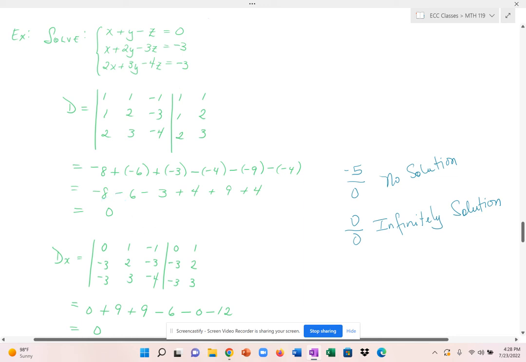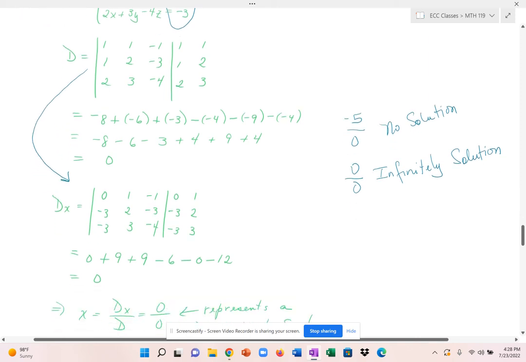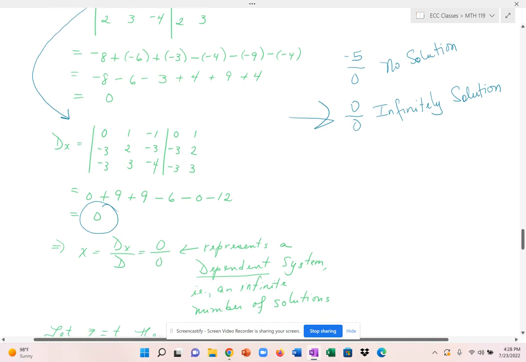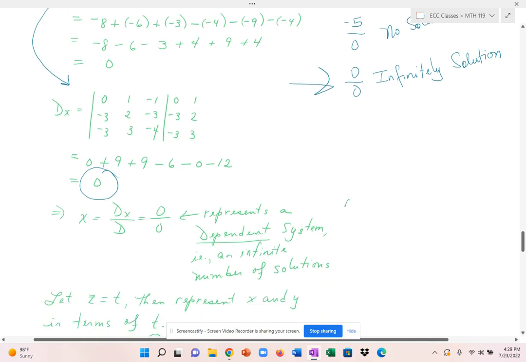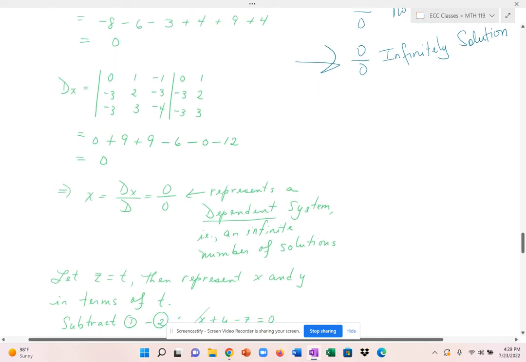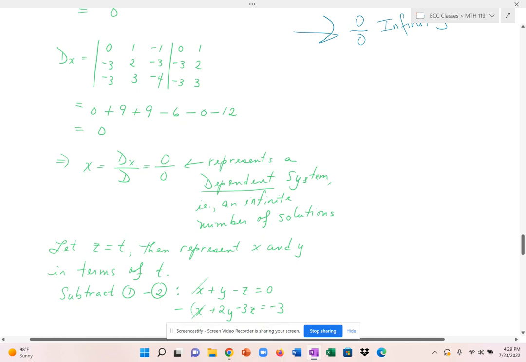So I'm going to compute d sub x, which means that these constants replace the first column in that determinant. And so when I do my computation here, I get 0, which means I have this scenario. So that means it's a dependent system with infinitely many solutions. And so here the directions say, let z equal t, then represent x and y in terms of t. So we do need to do a little bit of algebra to then present our answer.